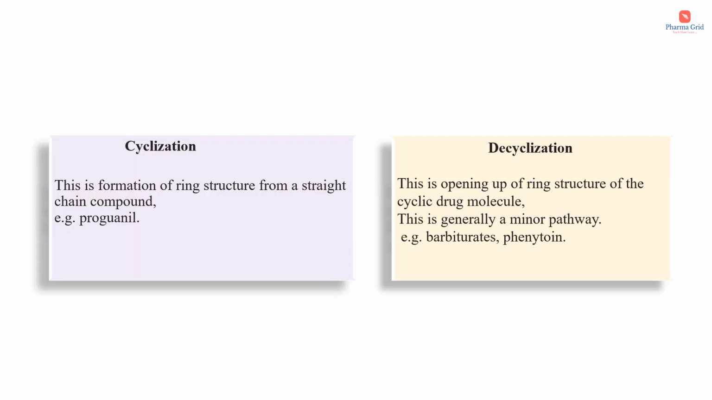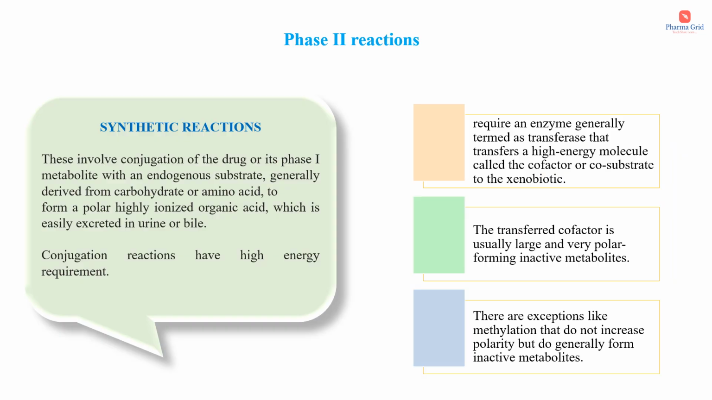So the next two phase 1 reactions include cyclization and decyclization. Cyclization means the formation of a ring structure, or a cyclic structure, from a straight chain compound. For example, proguanil. Then decyclization means the reverse or opposite of cyclization. This is the opening up of the ring structure of the cyclic drug molecule. This is generally a minor pathway. For example, barbiturates, phenytoin. Okay, so we have completed phase 1 reactions.